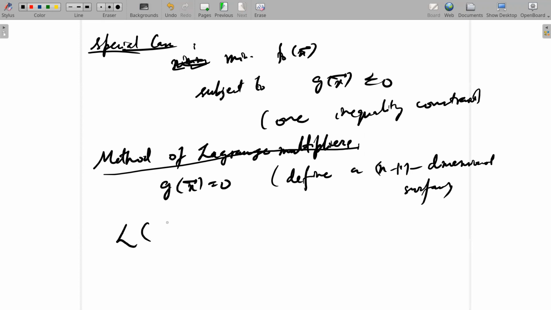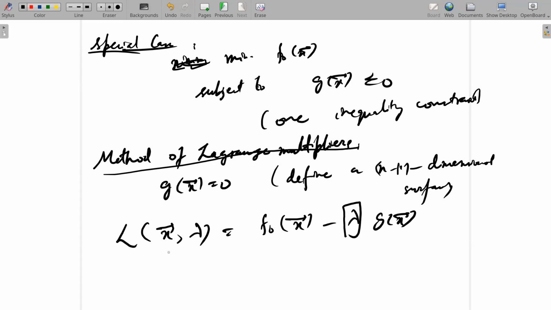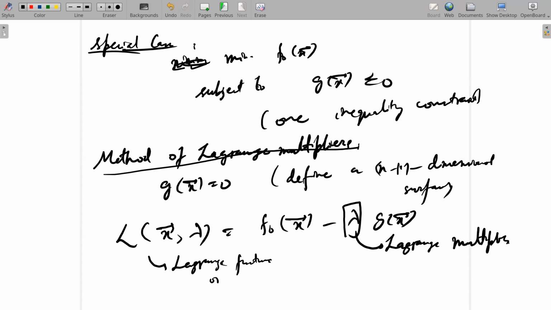This function is known as the Lagrangian of this g. So L of x, lambda is equal to f naught of x minus lambda times g of x. I will actually combine the objective function and the constraint function via this new parameter lambda. So this is known as the Lagrange function related to this optimization problem, and this lambda is known as the Lagrange multiplier. We are multiplying with the constraint. This is also known as the Lagrangian. Okay, this is an L, by the way, L of x, lambda.